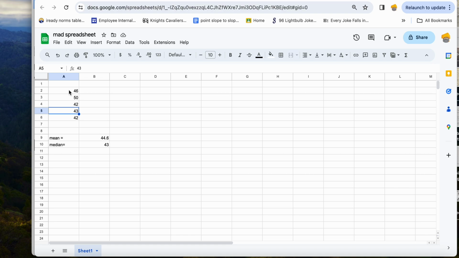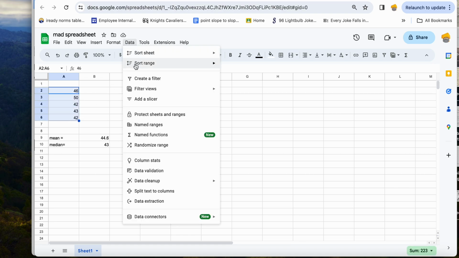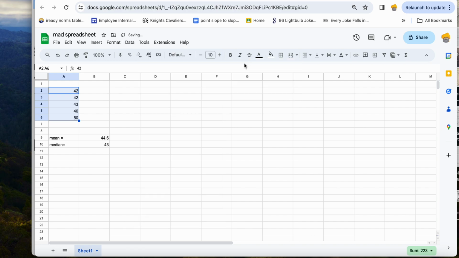Well, here's something you can do, right, is you can actually sort these if you feel like it. Okay, so you can go to data, sort range. We're going to sort that range from A to Z, and when we do that, we see that 43 is indeed the middle value. Okay, well, what else do we have to do? We have to do the range, so the range equals what? Well, I'll show you a fancy way to do this, but for right now, let's just do it equals 50 minus 42. So we did our max value minus our lowest value.